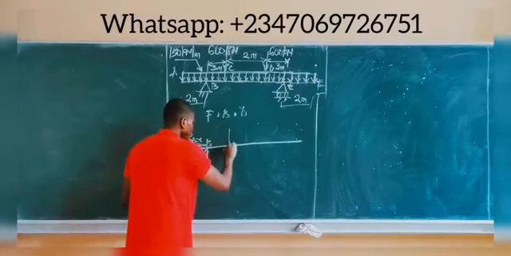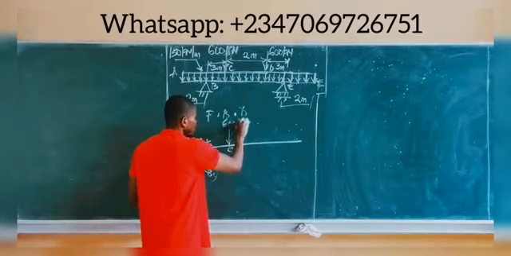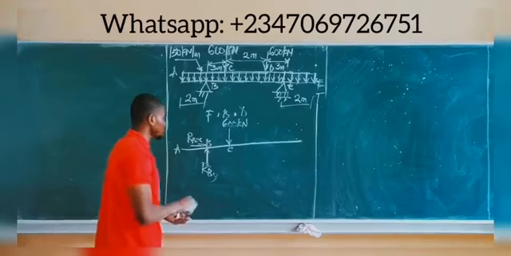Also, we have a 600 kilonewton force at point C acting downwards. So we indicate that here, this is point C. We have 600 kilonewton force at that point.